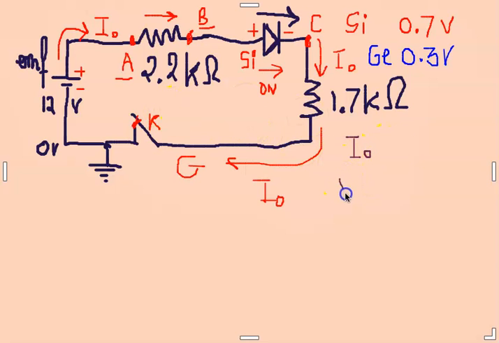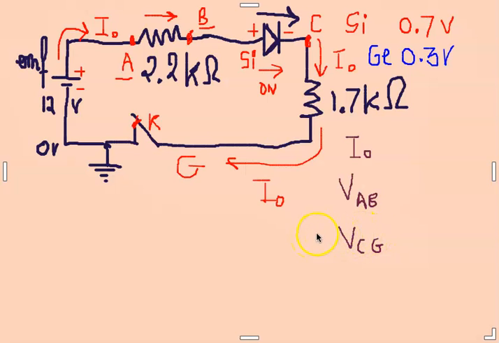Now, we also have to calculate VAB, the potential drop over the 2.2 kilo ohm resistor. We can also calculate VCG, the potential drop over the 1.7 kilo ohm resistor. So as I said, for now, we are not talking about powers. We go one step at a time, little by little.